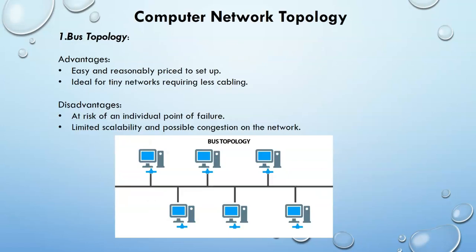So we need to talk about computer network topology. There are several types of topologies, and I'll explain those also. The first one is bus topology. There are some advantages and disadvantages of these; I'll explain one from each. The advantage is that it is easy and reasonably priced to set up. The disadvantage is that it has a single point of failure.